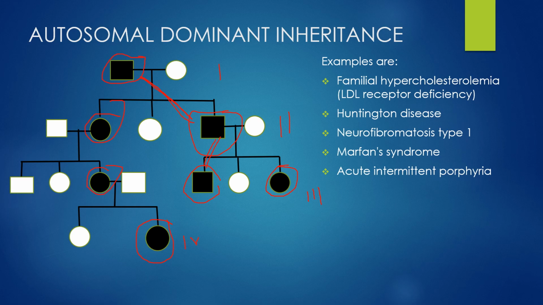Now, typical examples of autosomal dominant diseases are familial hypercholesterolemia, we have Huntington disease, neurofibromatosis type 1, Marfan syndrome, and acute intermittent porphyria. These are just examples of autosomal dominant diseases that we have in our world today.